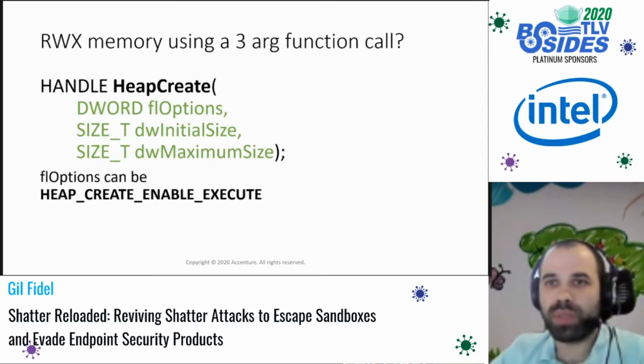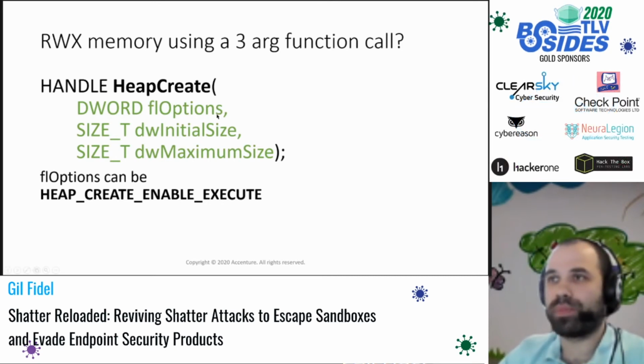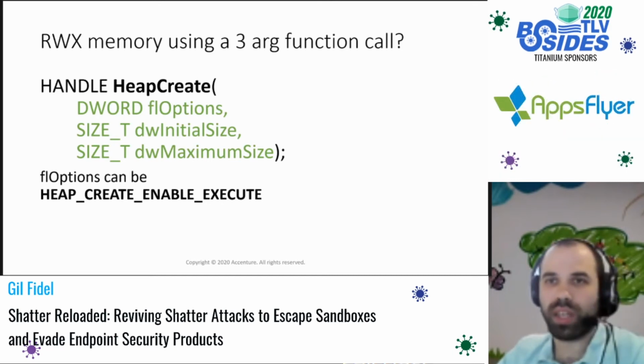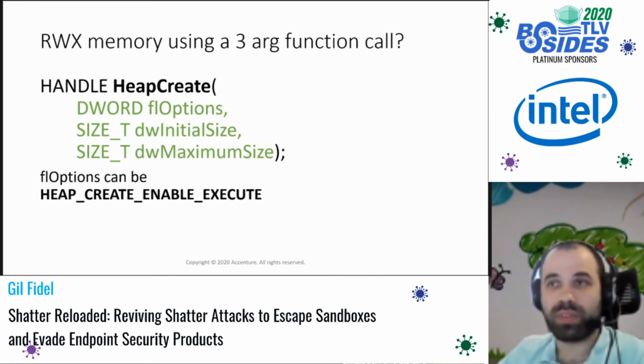But then one of my team members, Ran, had a bright idea. He said, okay, there's a function called HeapCreate that creates a new heap. Its first argument has some optional flags, and one of them is HEAP_CREATE_ENABLE_EXECUTE, which basically allows the user to create an executable heap. I guess it might be useful for just-in-time compilers and stuff like that. And of course, it was very useful to us.